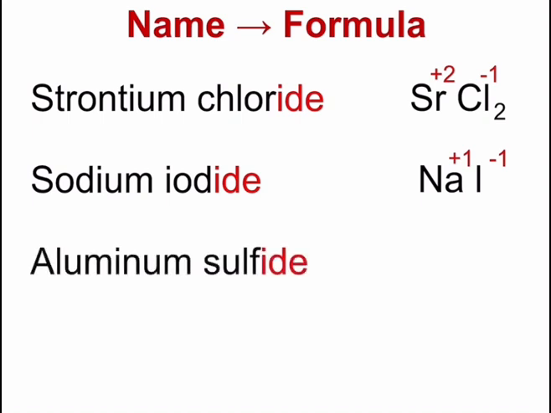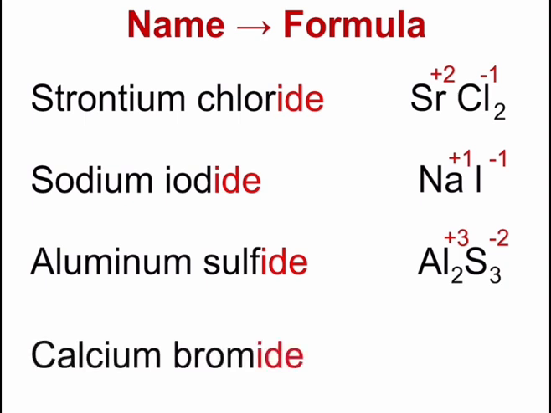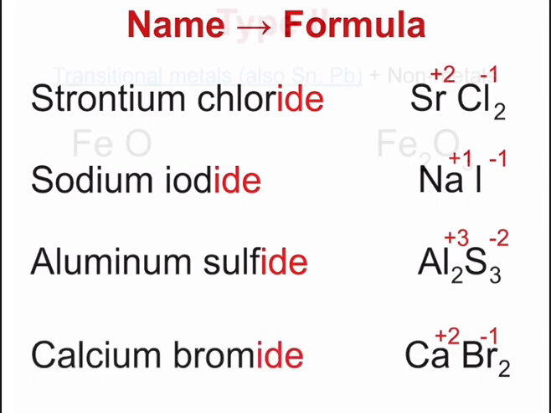Aluminum sulfide. Aluminum would have a charge of positive 3. The sulfide ion will have a charge of negative 2. The formula must be electronically neutral. Calcium bromide. Calcium is an element from group 2, so its ion will have a charge of positive 2. The bromide ion will have a charge of negative 1. It takes 2 bromide ions to cancel out the charge of the calcium.